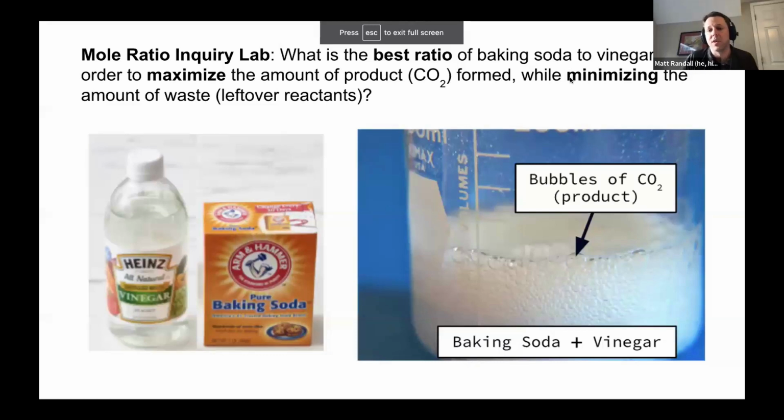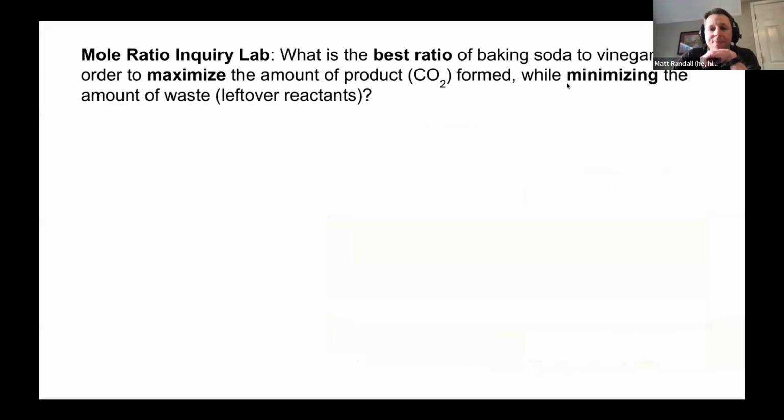So the first few slides, I'm going to describe a way of doing this lab. Then you will be accessing data that my students in my classes collected last year, graphing that data in Desmos, and then creating an argument. So creating a digital whiteboard to answer a question. This is called our mole ratio inquiry lab, and our question is, what's the best ratio of baking soda to vinegar in order to maximize the amount of product, in this case CO2 gas, while minimizing the amount of waste, which would be leftover baking soda or leftover vinegar.